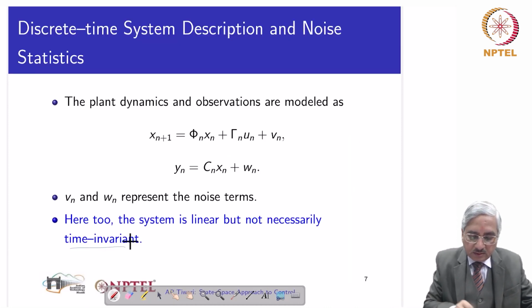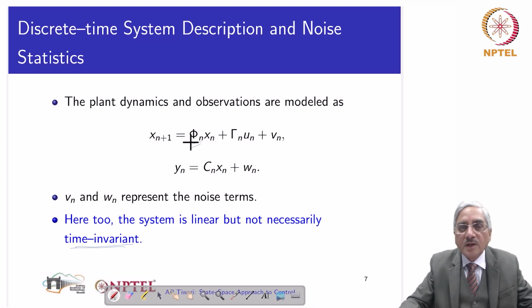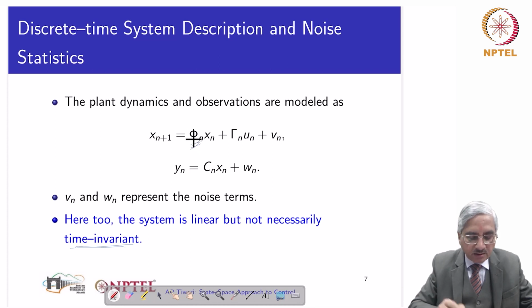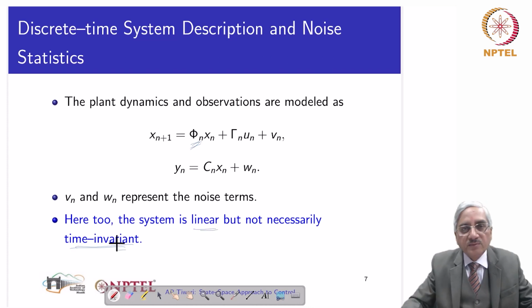So here also this phi may vary from time to time. Its value is phi n at t equal to Tn. So at different times its value can be different, and so the Kalman filter for discrete time systems, which we are going to discuss now, is applicable to linear systems but not necessarily time invariant systems. It will apply to time varying systems equally well.